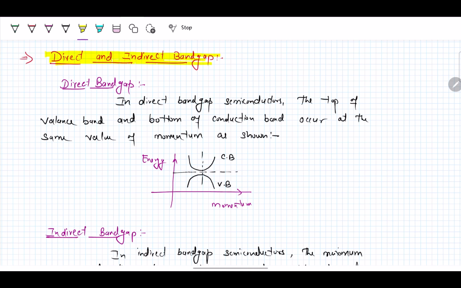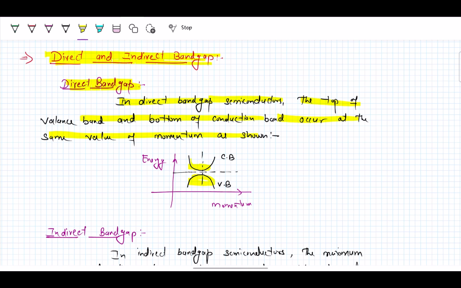So let's talk about direct band gap first. In direct band gap semiconductors, the top of the valence band and the bottom of the conduction band occur at the same value of momentum. It means the top of the valence band and the bottom of the conduction band lie at the same value of momentum, so they are in phase with each other. Such materials are categorized as direct band gap semiconductors.